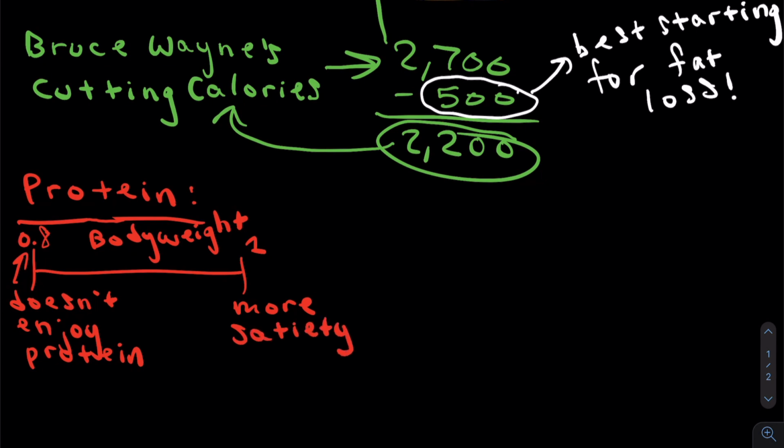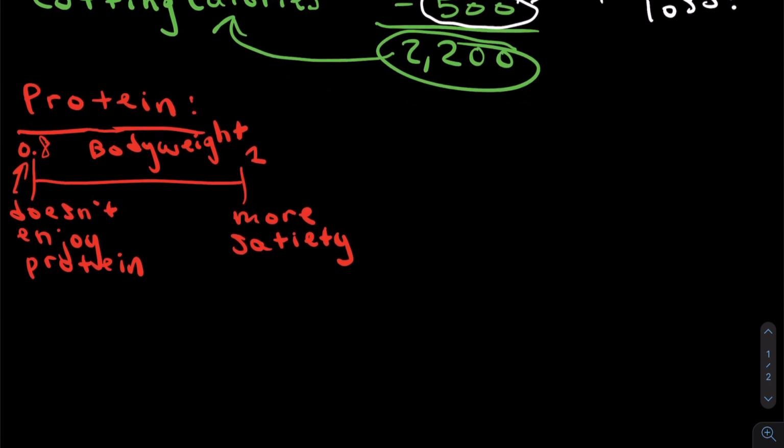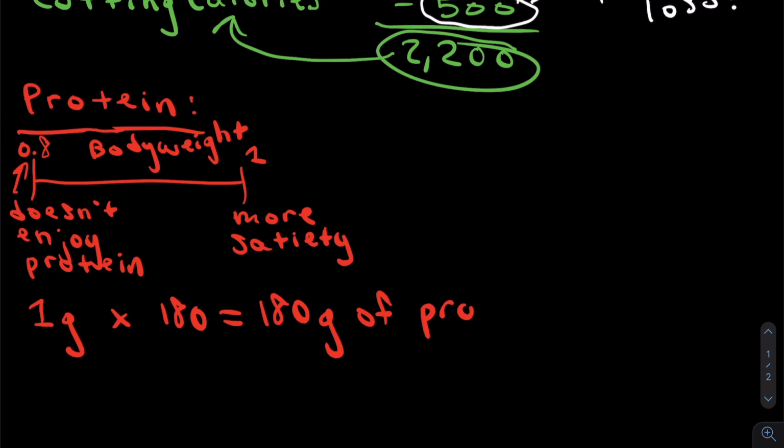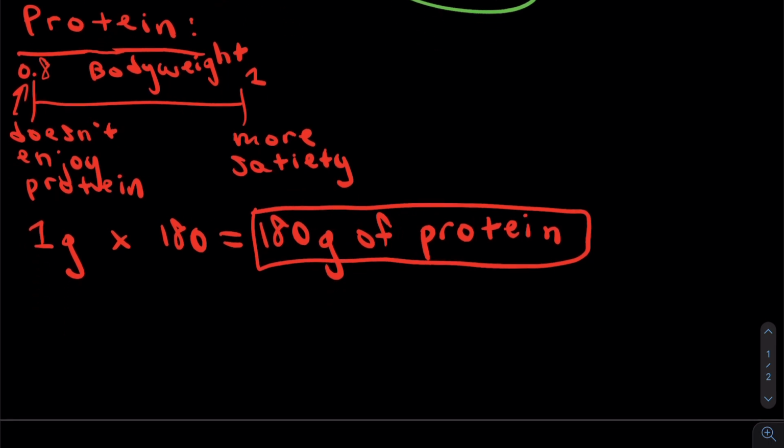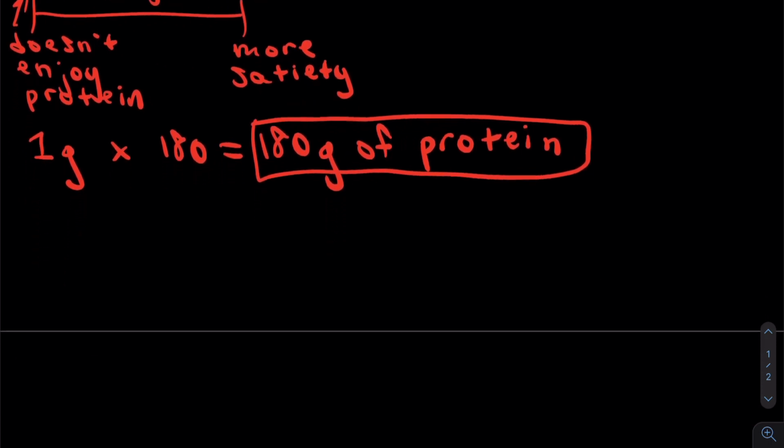More satiety. So for this specifically, we're gonna go with 1 gram. So for that, it's gonna be 1 gram of protein times 180, because that's how much the person weighs for this example, Bruce Wayne, which is basically 180 grams of protein. And with this, that's basically the macros for the protein section.